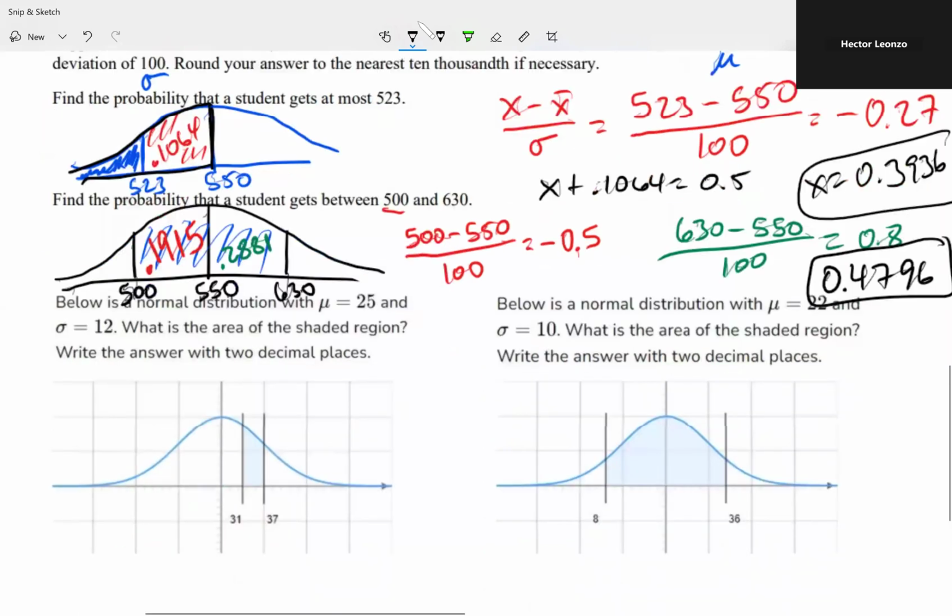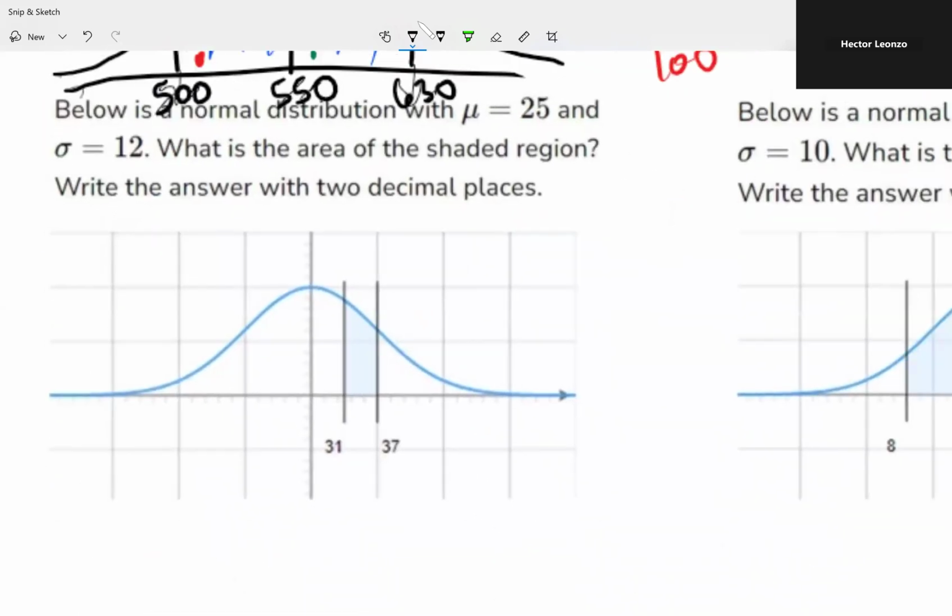Let's take a look at two more examples. Below is a normal distribution with the mu, the average, at 25 and the standard deviation of 12. What is the area of the shaded region? Write the answers in two decimal places.